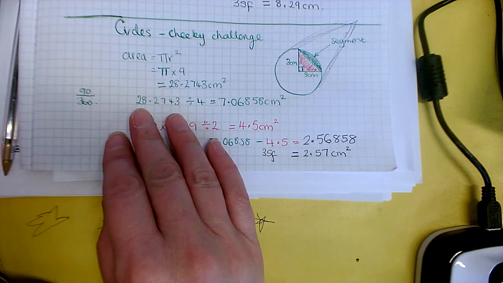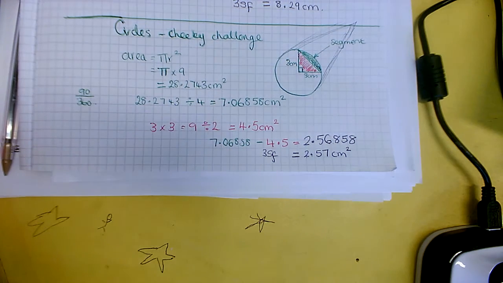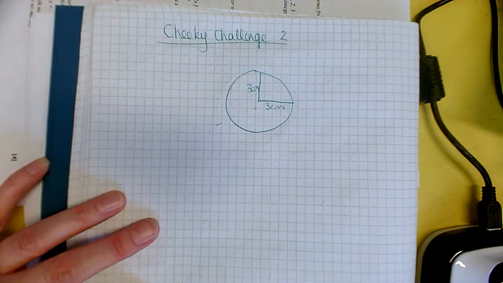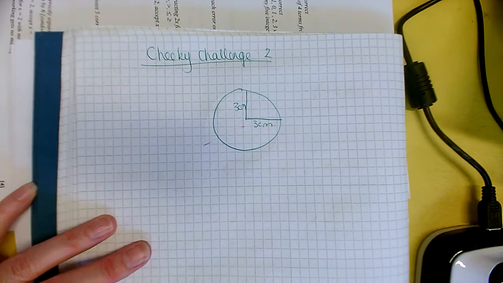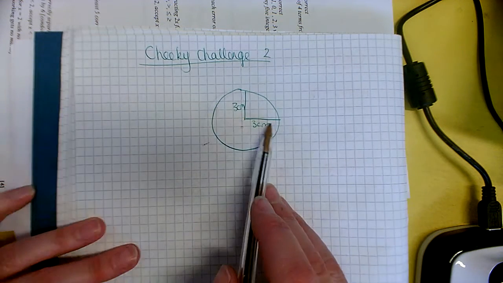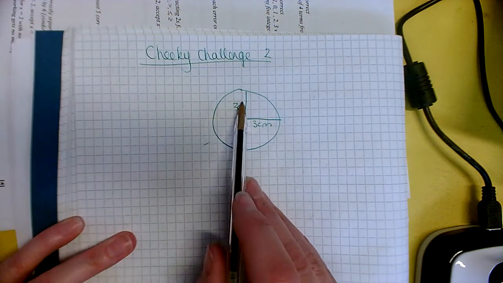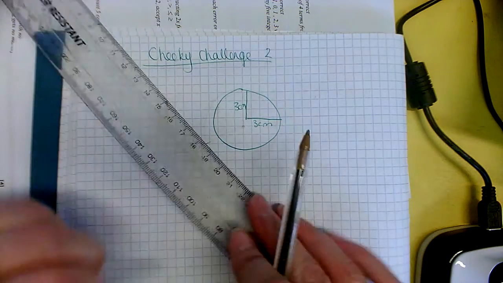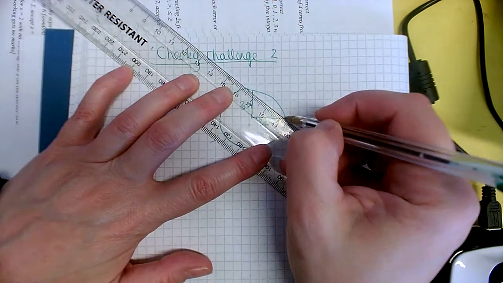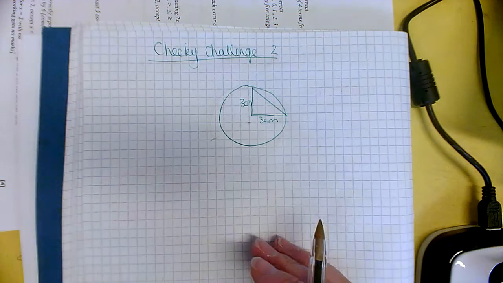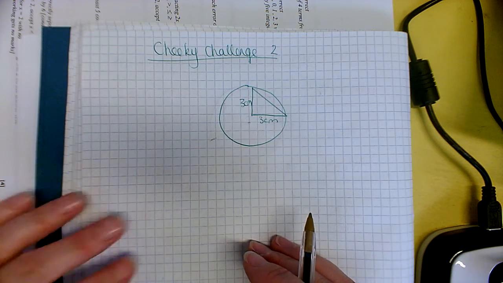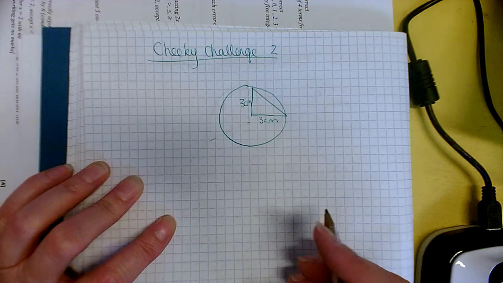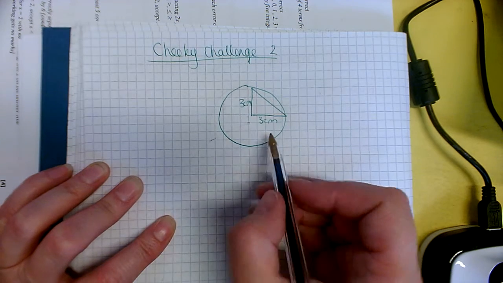I'm going to show you one more little challenge question as well. So let's have a look at that. Okay, so it's a cheeky challenge too, so let's have a little look how this one might work. Now, I've drawn it quite badly, but just roll with me on this. So I've got my circle, I've got my radius in of 3 centimetres on each side, and I've got my line drawing up here.